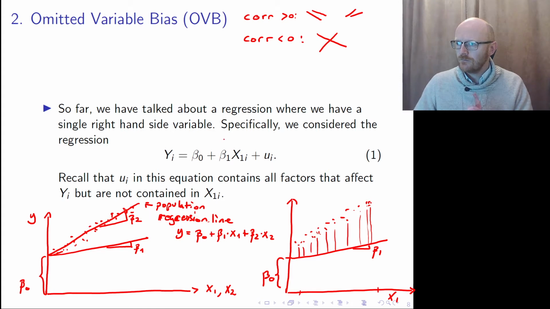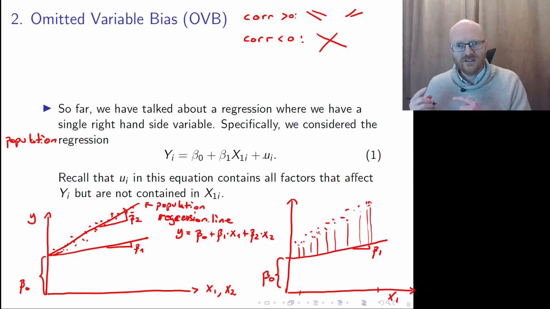Okay, so we have this population regression. If you only include x1 in your regression, then the residual contains all factors that affect the y but are not contained in the x1 variable.